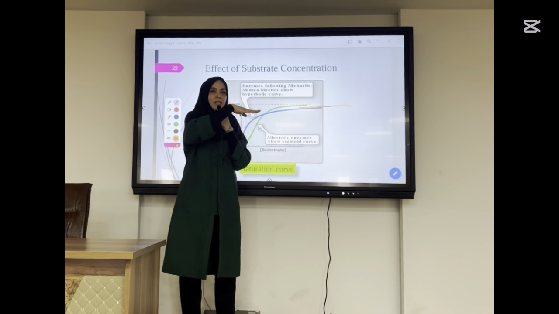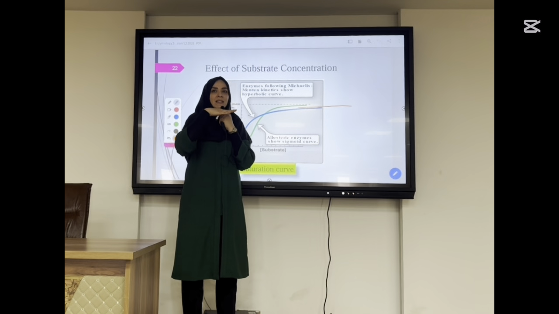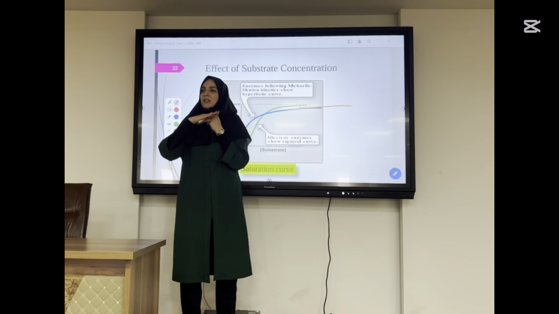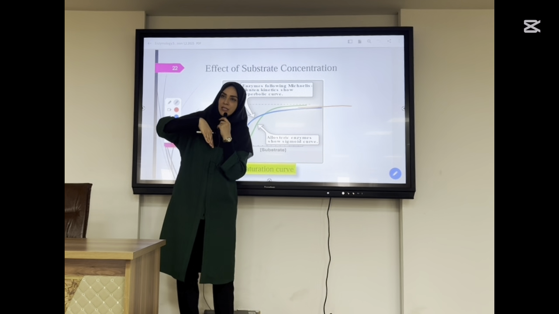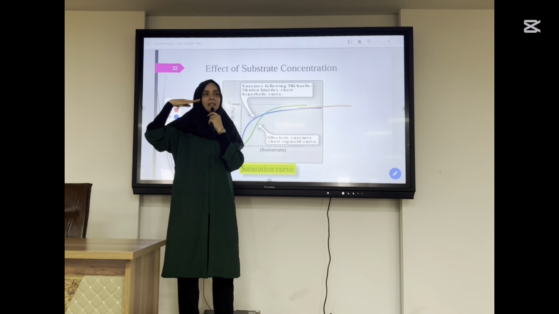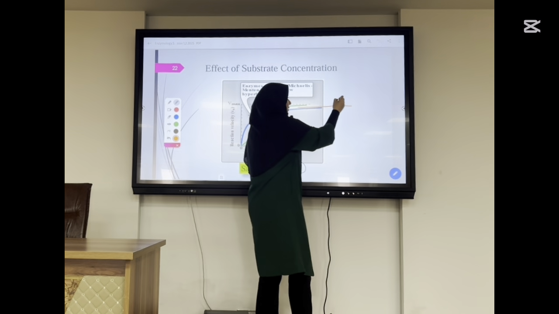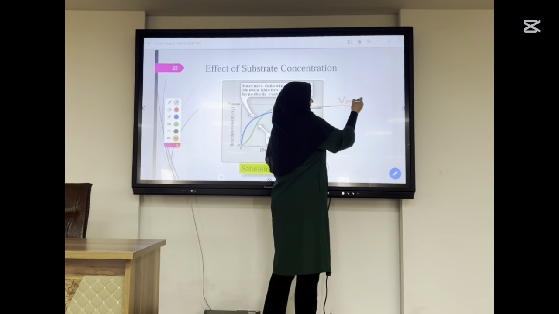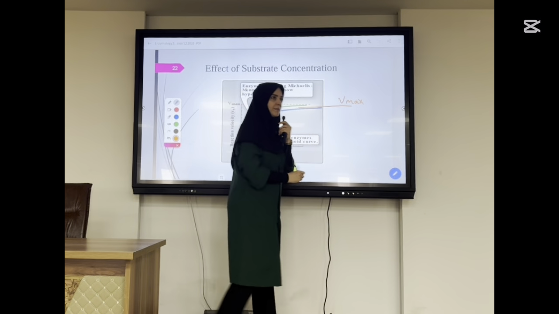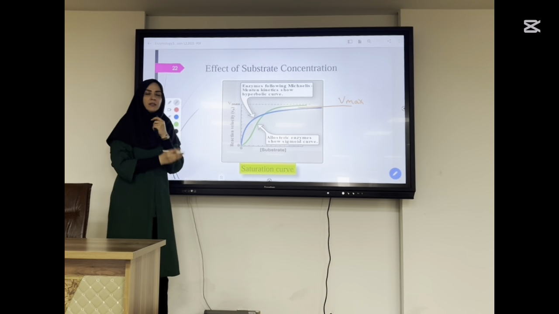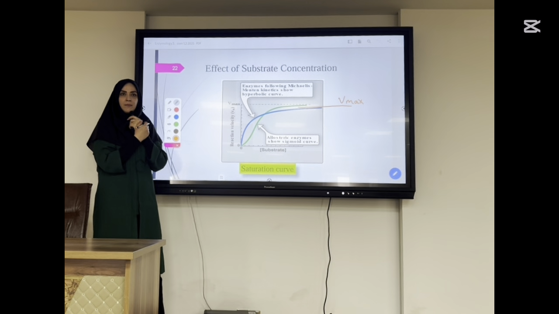Plateau means a straight line, okay? Plateau means that there is no change, no decrease, no increase. This is a plateau, and we reach the maximum velocity. Why does the rate not increase? What do you think?